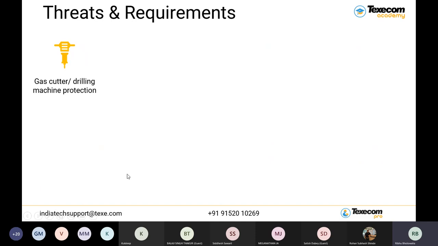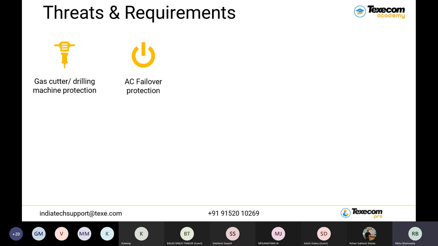So the number one threat is gas cutter or drilling machine protection. As you all know, in ATM areas, what happens? People try to drill or cut the ATM machines so that they can take out the money or cash from them. So you can provide our special product, the seismic sensors, for such areas, right?